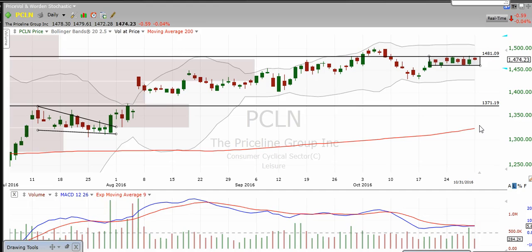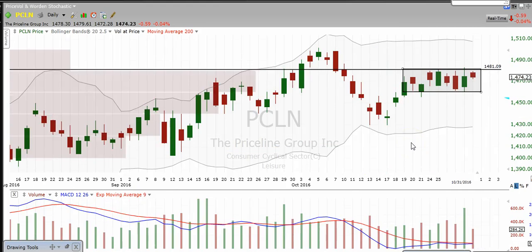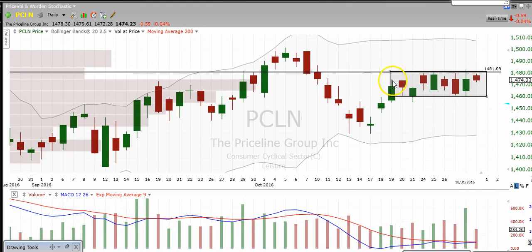The next one we're going to take a look at is Priceline. Priceline is trading in this little box right here. The high is about 1480, the low is about 1460. So a break outside of the box is going to bring us a $20 move in either direction.